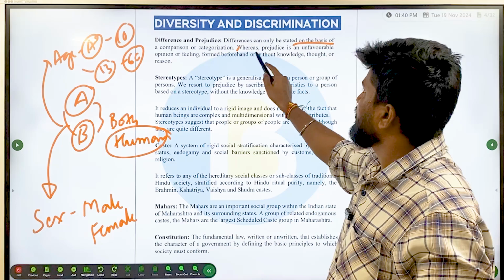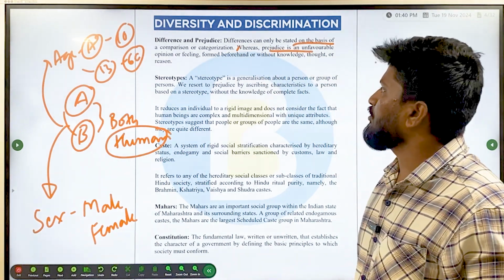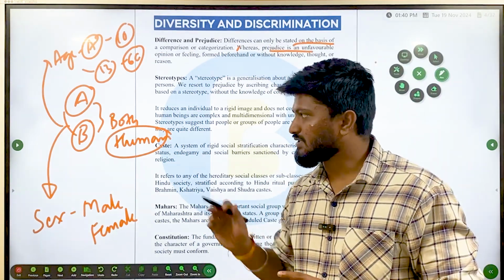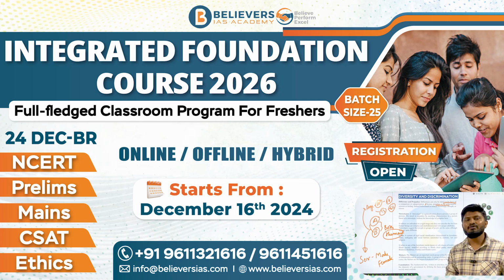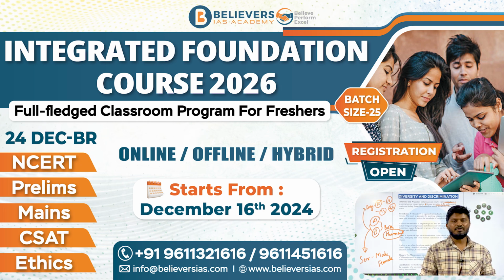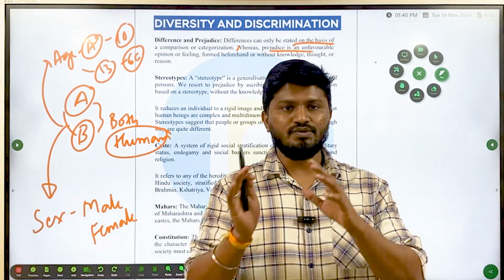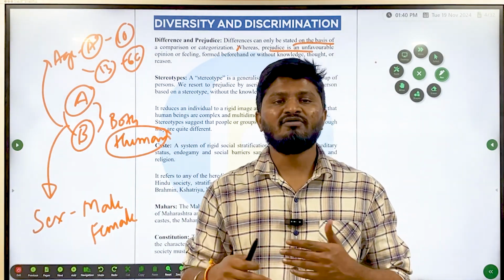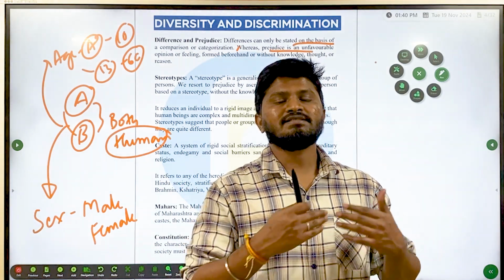Whereas prejudice is an unfavorable opinion or feeling formed beforehand without knowledge, thought, or reason. Difference is when you start comparing two individuals. But prejudice has a negative connotation. You don't know about any person, any particular community, any particular religion. Without knowing it yourself, you start having an idea about a particular community, individual, or religion. You think that so and so community, so and so person has a negative image. That is, without any knowledge, you attach a certain character to an individual.